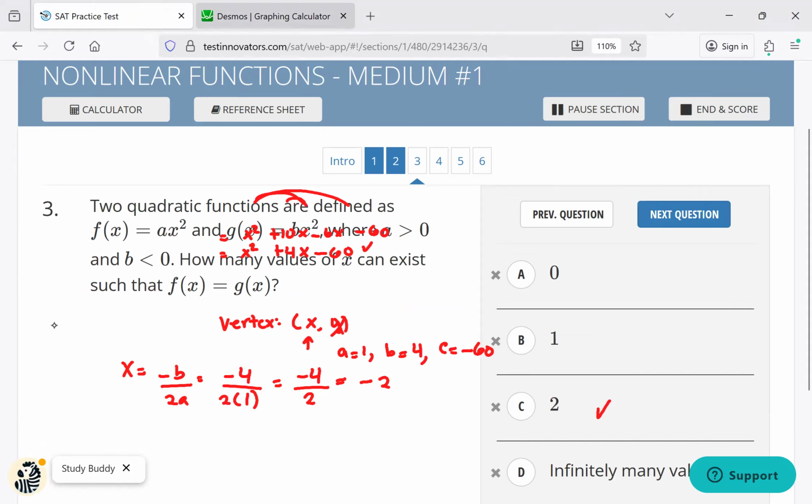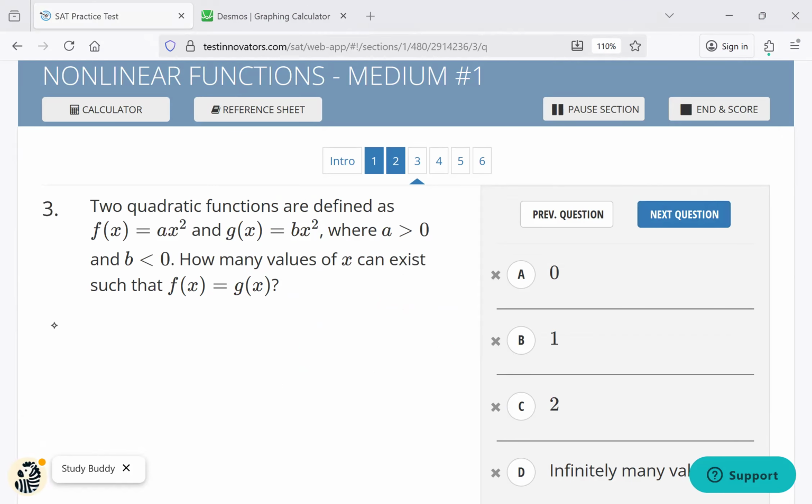Question 3. Two quadratic functions are defined as f of x equals ax squared and g of x equals bx squared, where a must be greater than 0, meaning it must be positive, and b must be less than 0. How many values of x can exist such that f of x equals g of x? Let's test this out. Here we have two functions: f of x equals ax squared and g of x equals bx squared.